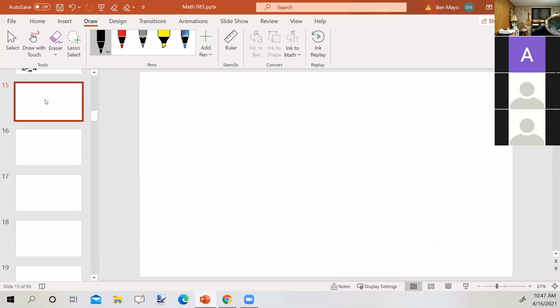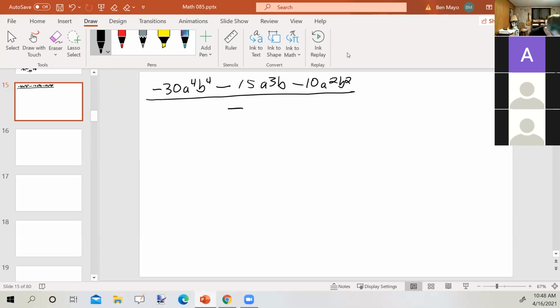So let's see here. How about this one? -30 a to the fourth b to the fourth minus 15 a cubed b minus 10 a squared b squared, all divided by -10 a squared b cubed. So Amanda, is this what you're wanting? Something like this? That's perfect, thank you.